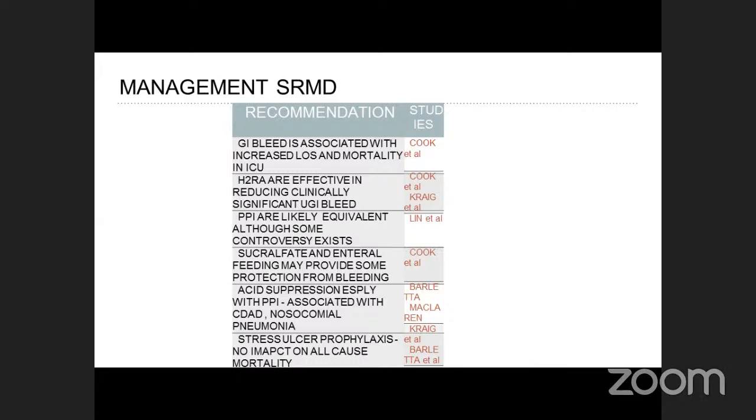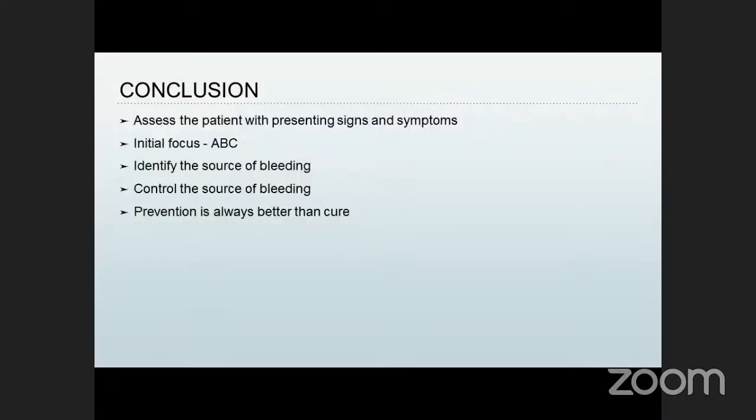Usually what we see is the stress ulcer prophylaxis continues from ICU till the patient is shifted to ward, and from there again, when he's being discharged, they still go ahead with these PPIs and H2 receptor antagonists and keep on taking it for a longer period of time, which can result in such nosocomial infections as per the Ballet et al. study. So my conclusion is, first assess the patient with presenting signs and symptoms.